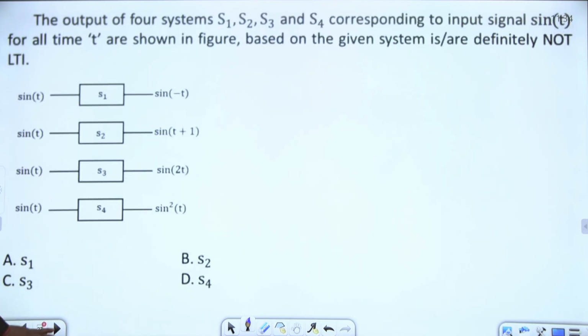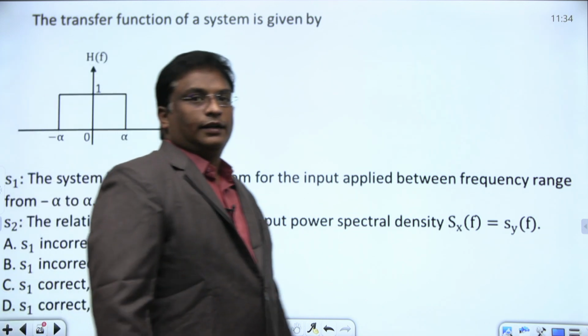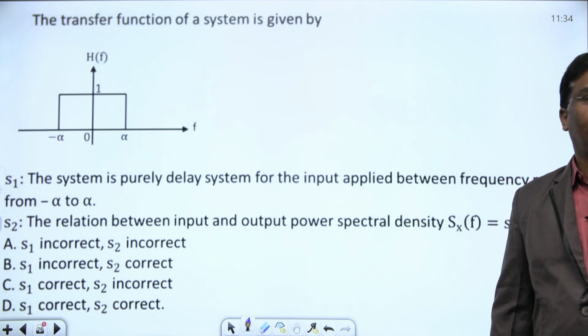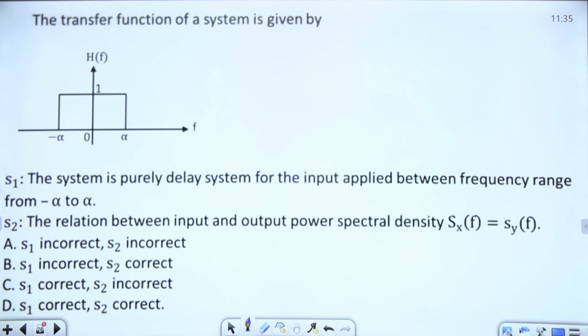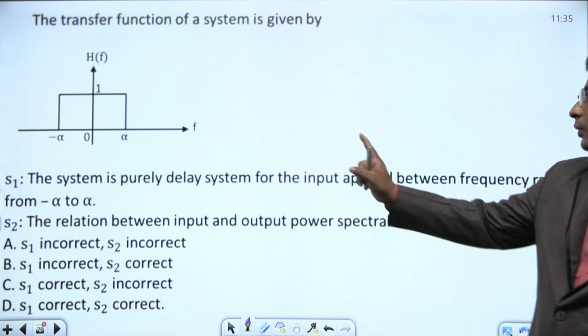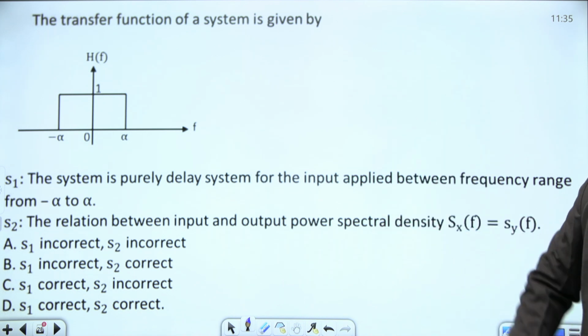Okay, the transfer function of a system is given like this. The system is purely delay. The magnitude function is given like this. The system is a purely delay system for the input applied in the frequency range minus alpha to alpha, and they ask about the relation between input and output spectral density. We have to select one of the answers.